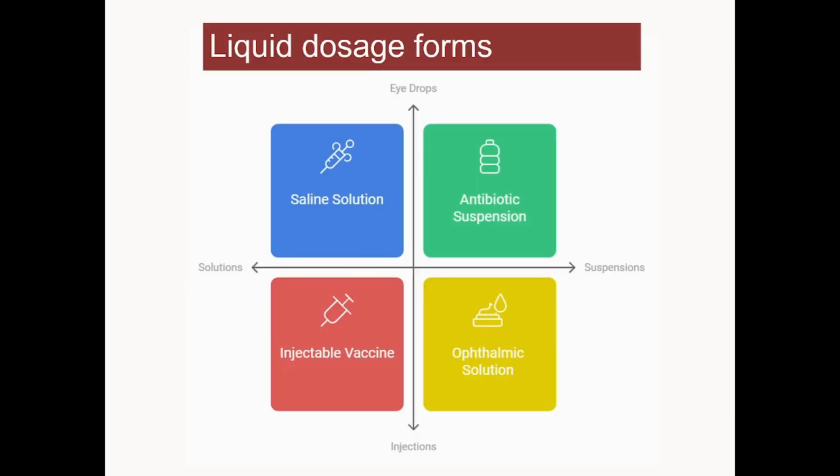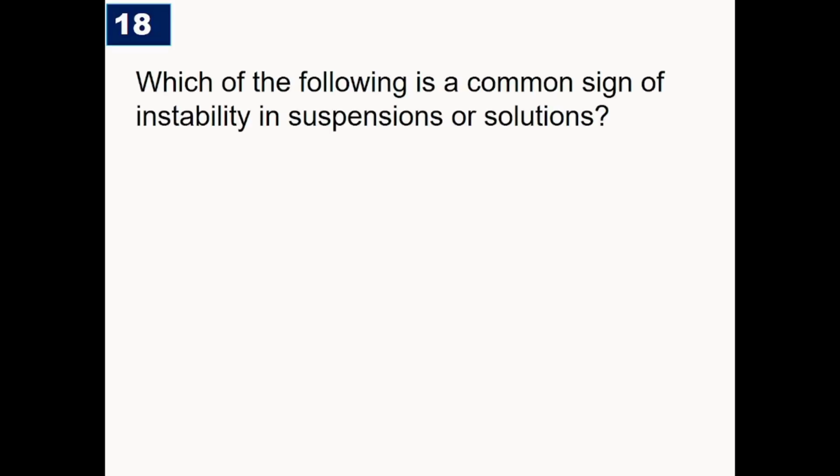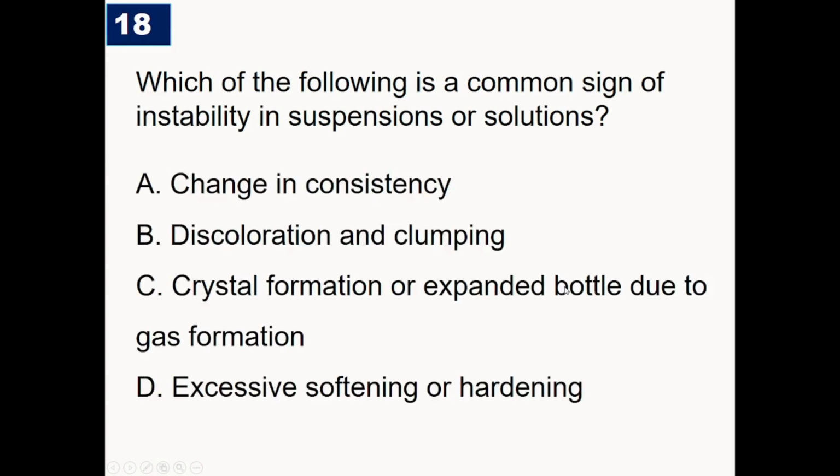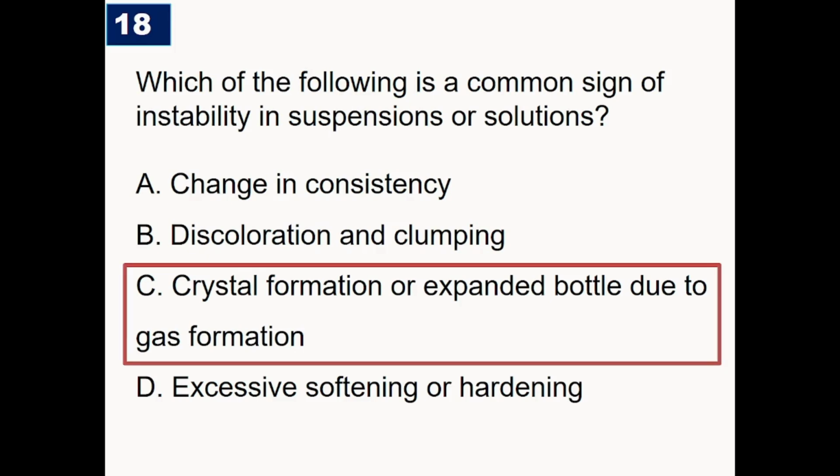Here are the liquid dosage forms. Commonly used liquid dosage forms are solutions, suspensions, eye drops, and injections. So here is the question. Which of the following is a common sign of instability in suspension or solution? A. Change in the consistency. B. Discoloration and clumping. C. Crystal formation and expanded bottle due to gas formation. And D. Excessive softening or hardening. The correct answer is crystal formation or expanded bottle due to gas formation.